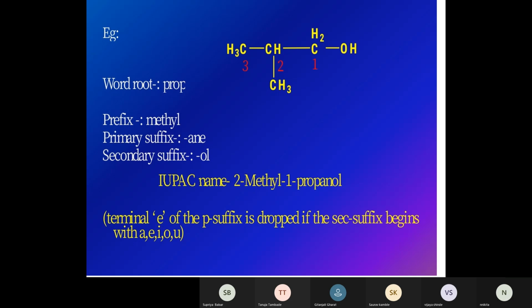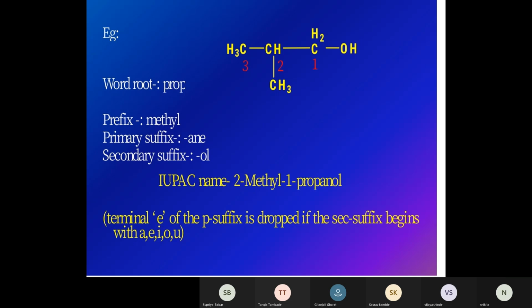So the prefix comes here. It is the methyl. Then after the prefix there is the primary suffix. So which is the primary suffix? Now see, in this molecule there is only a single bond. Only single bonds are there.